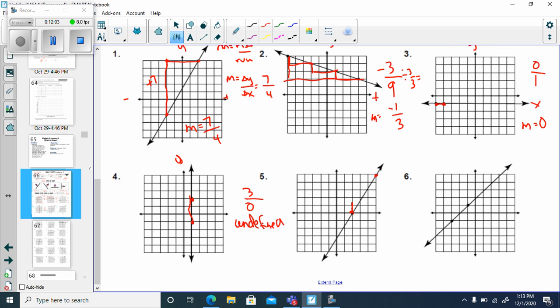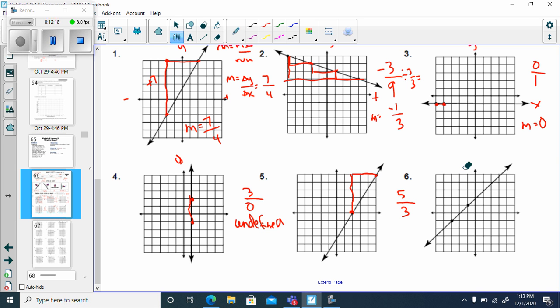We're going to go up 1, 2, 3, 4, 5. We go up 5 and then over 1, 2, 3. My slope is 5 over 3. It's positive because it's going up, isn't it?